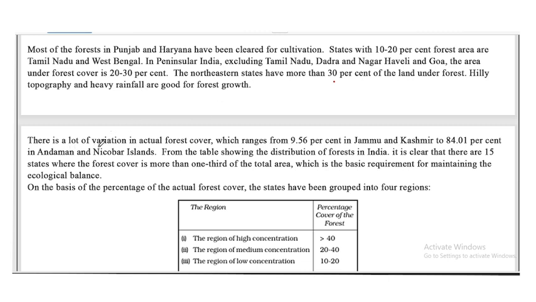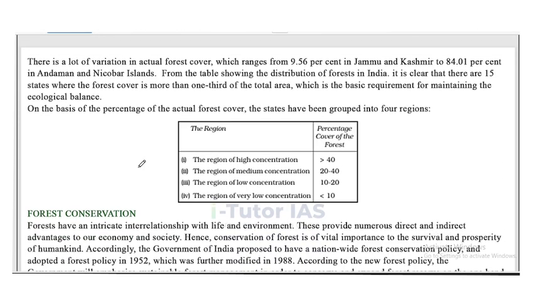There is a lot of variation in actual forest cover, which ranges from 9.56% in Jammu and Kashmir to 84.01% in Andaman and Nicobar Islands. From the table showing the distribution of forest in India, it is clear that there are 15 states where the forest cover is more than 1/3 of the total area, which is the basic requirement for maintaining the ecological balance. Now, look at this table.